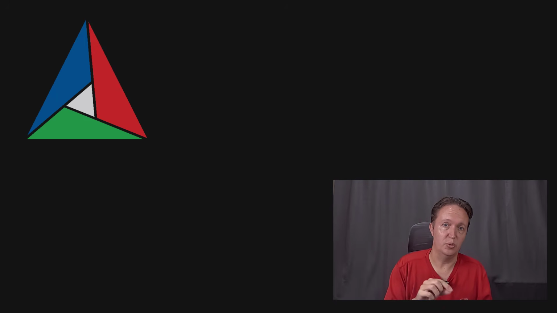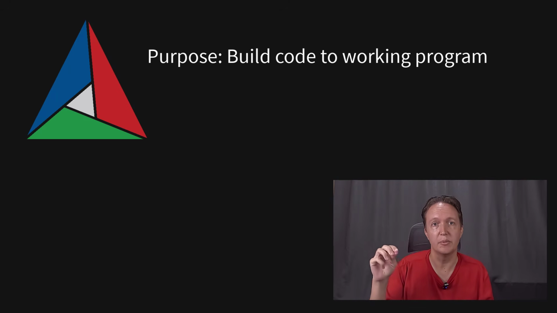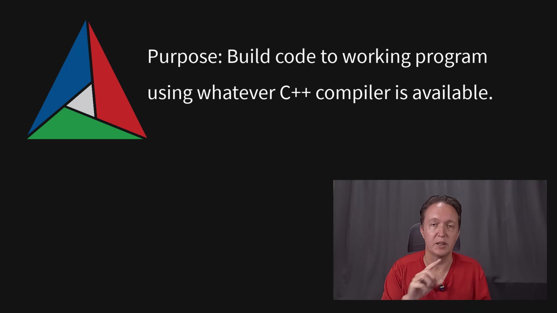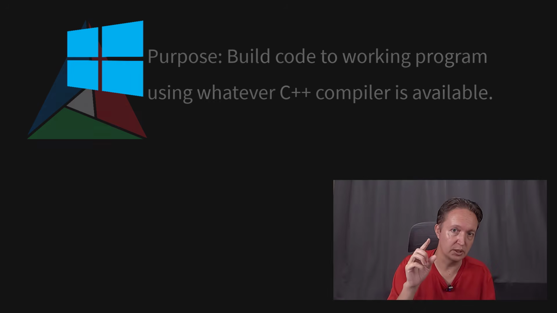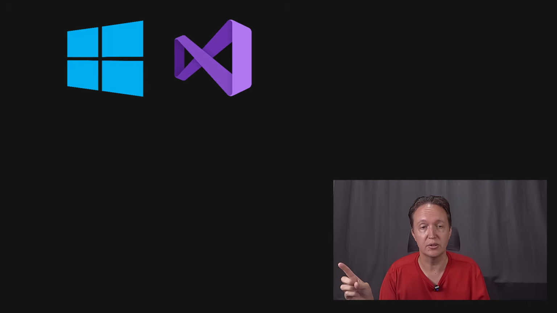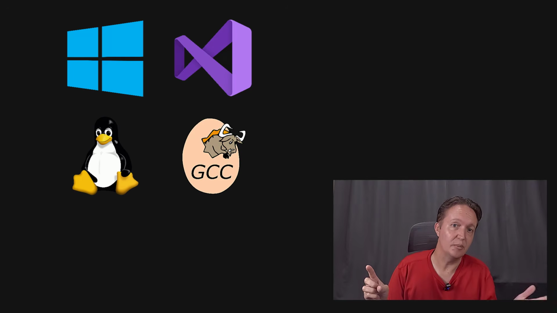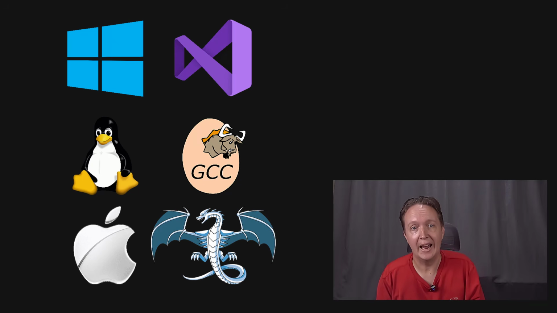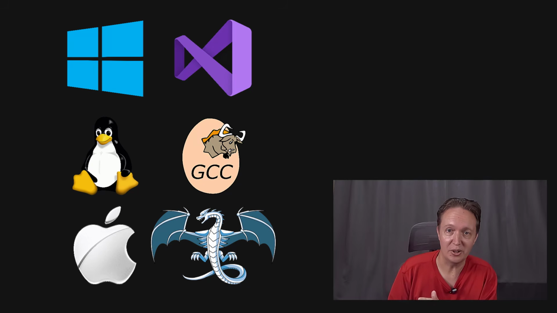CMake's job is to build your code to a working program using whatever C++ compiler is available. So on Windows, you're probably going to use Visual Studio's C++ compiler. If you're using Linux, probably GCC, and on macOS, Clang. Speaking of which, you are going to need to install that compiler and a code editor on your machine if you want to do this.